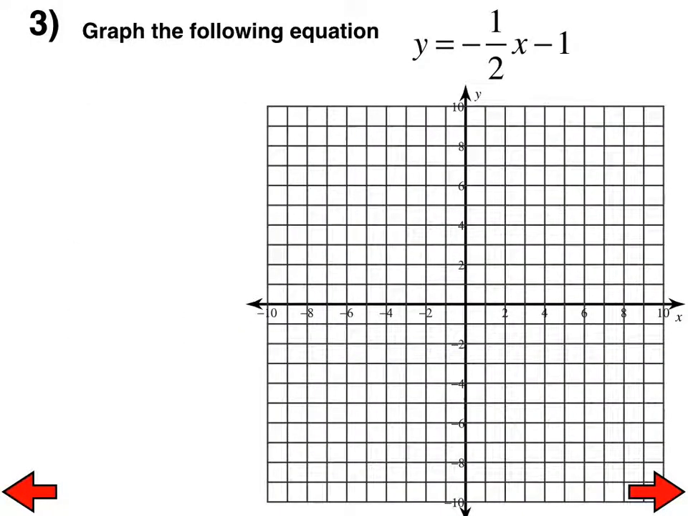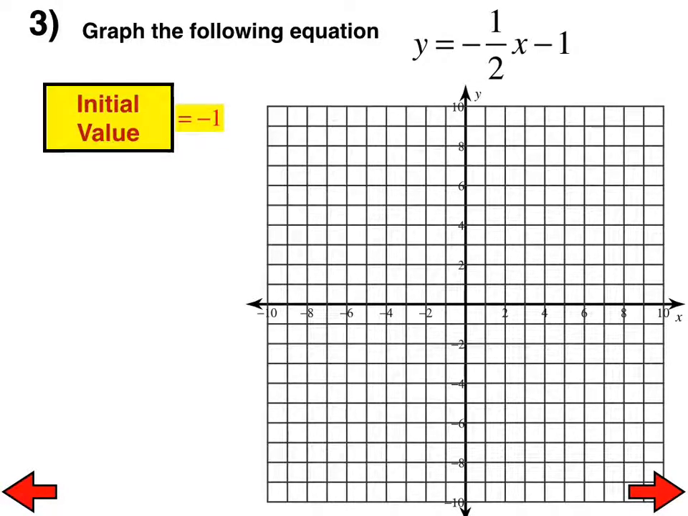All right, so number 3. This will be the first time that we've actually had to graph a line with a negative slope. I know the slope is negative because of the negative 1/2. So the initial value, like with positive slope graphs, the initial value is the same. It's negative 1.